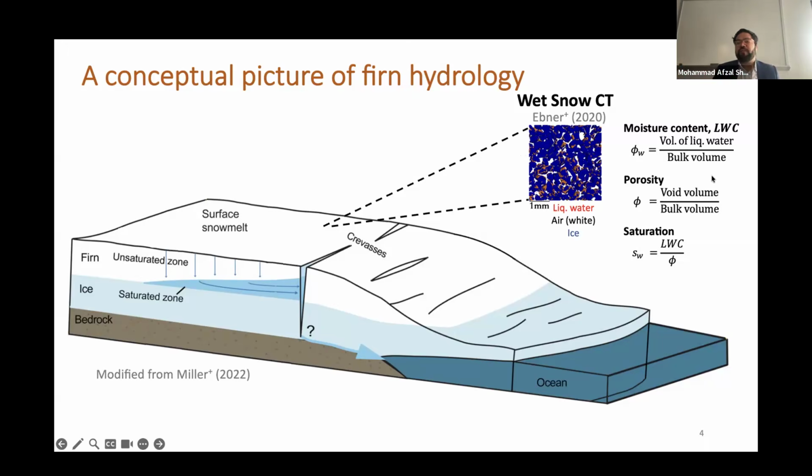So we use volume-average descriptions, such as moisture content, which is the volume fraction of liquid water in this box. Porosity is the volume fraction of the pore space in between solid ice crystals, and saturation is a ratio of the two. If saturation is 0, there is no liquid water present in the pore space. If it is less than 1 and greater than 0, we call it unsaturated. And if it is equal to 1, which means there is no air present, we call that a saturated region.